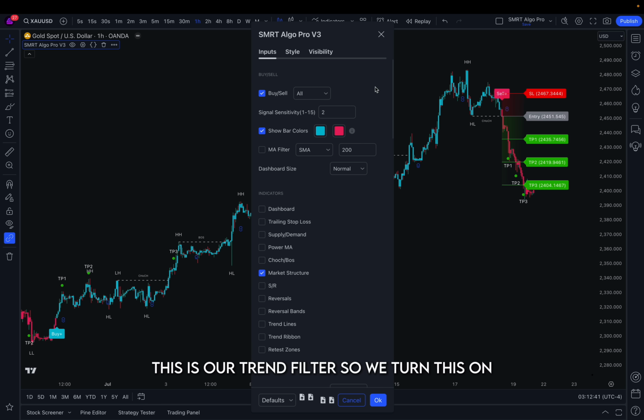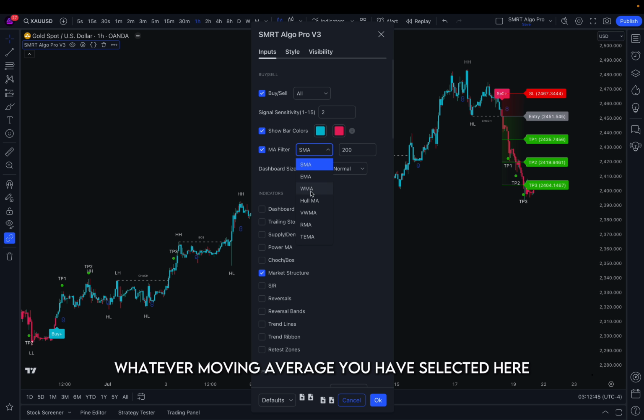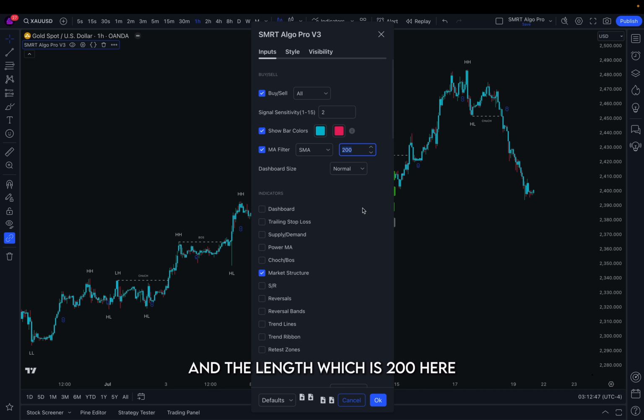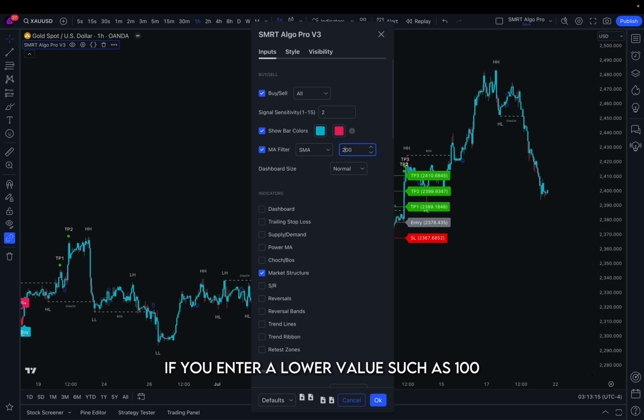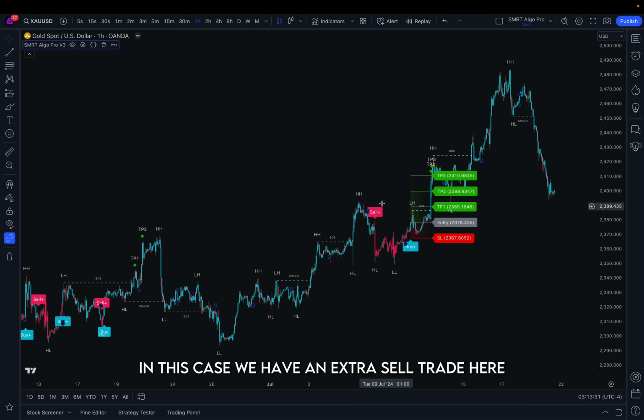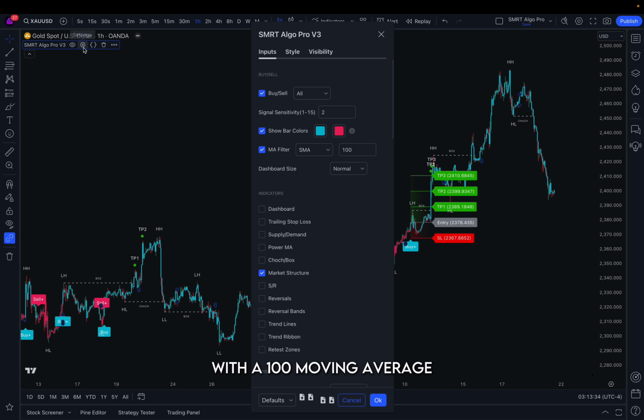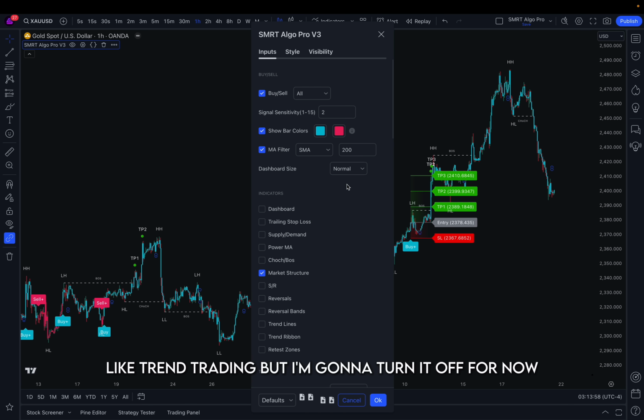This is our trend filter. So if we turn this on, it will filter trades based on whatever moving average you have selected here and the length, which is 200, and it will only print the signals that are with the trend. If you enter a lower value such as 100, then the indicator will base the moving average, or the trend filter, on a shorter length, meaning that the moving average will follow closely behind price. In this case, we have an extra sell trade here with a 100 moving average. This is just an extra feature for those who like trend trading, but I'm going to turn this off for now.